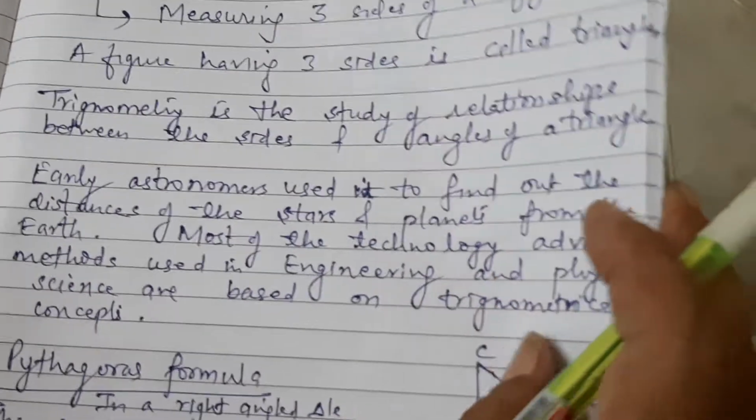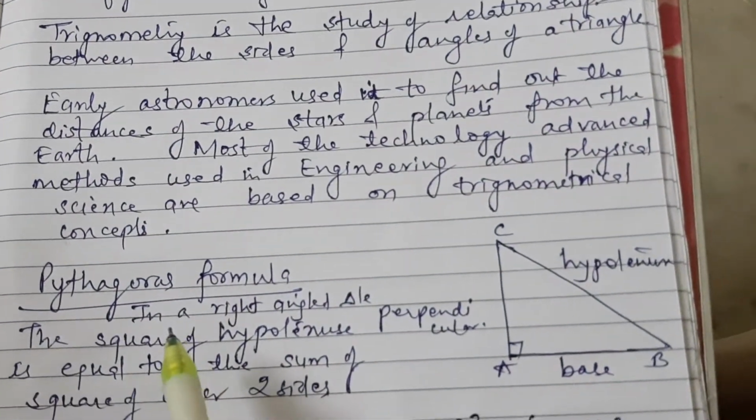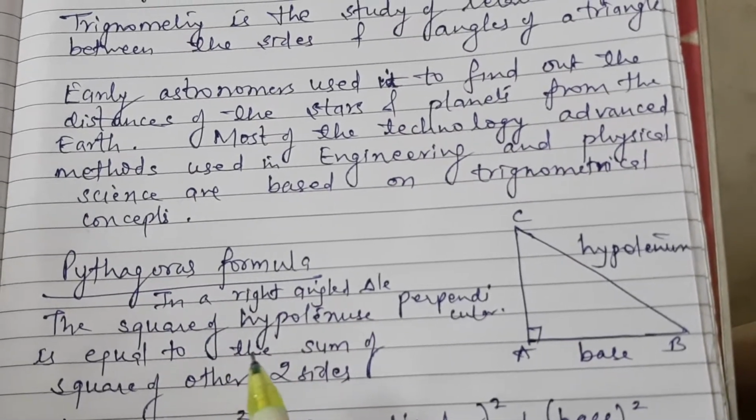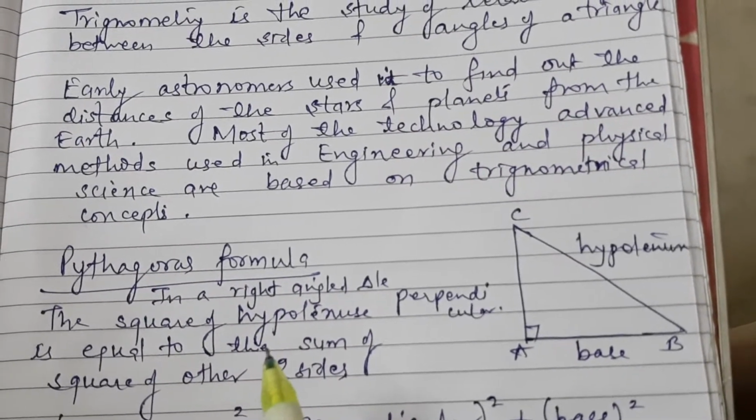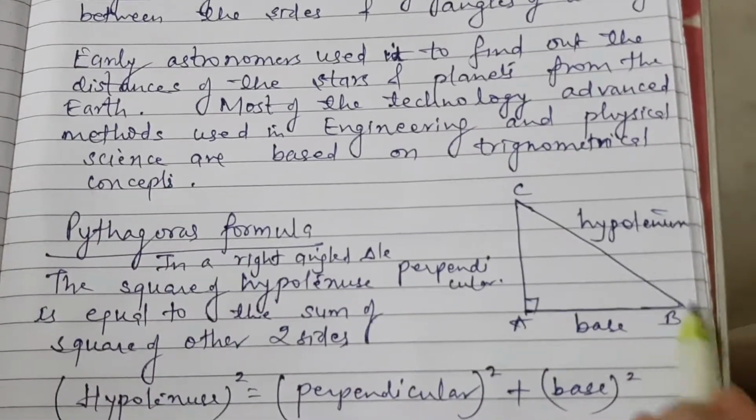Before going to start trigonometry, we will study about the Pythagoras formula. So do you know what the Pythagoras formula is? Pythagoras formula is always based on a right angle triangle. This is a right angle triangle.